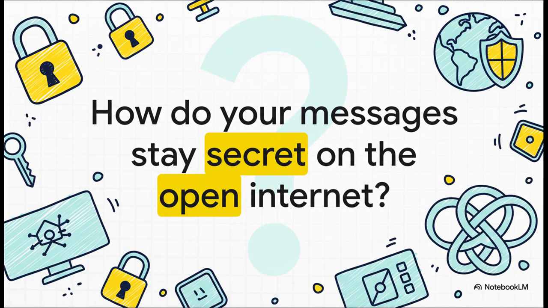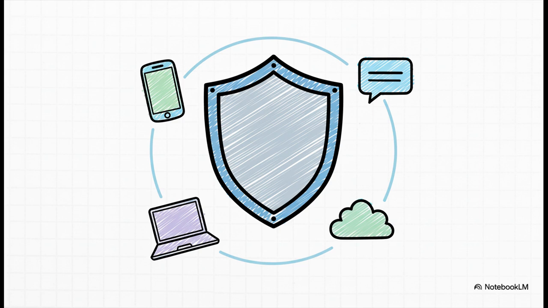I mean, really, think about that. Your private chats, your credit card numbers, it's all flying through the same digital space as everything else. What in the world is stopping someone from just grabbing it out of the air? Well, the answer is something pretty amazing. It's like an invisible force field that wraps around your data the second you send it. This digital shield is called cryptography, and honestly, it's the unsung hero of our entire digital world.